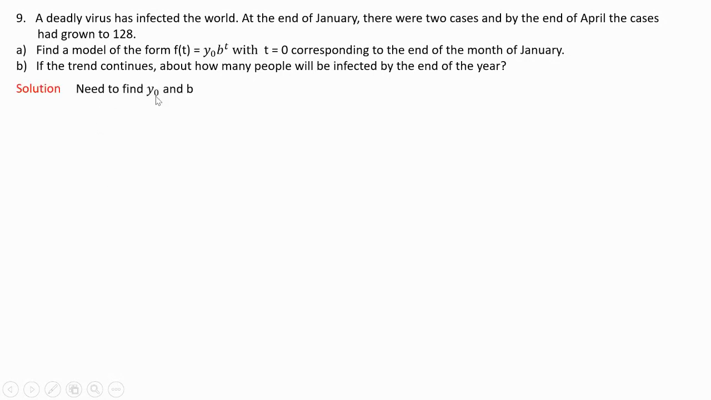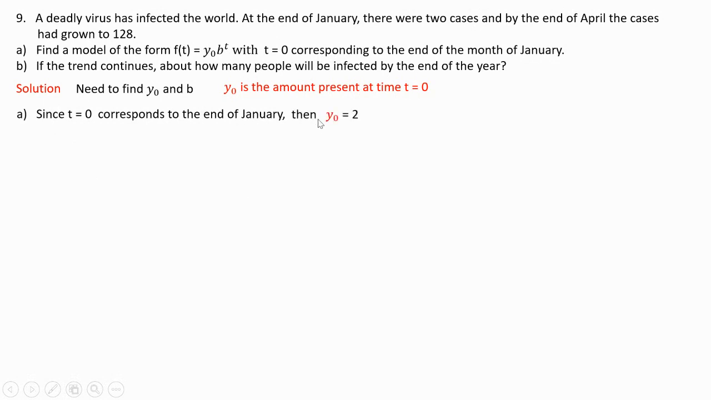So what do we do here? Solution: we need to find y naught and b, and then that'll be my function. Now, y naught is the amount present at t equals 0. So when time is 0, it was 2 cases, so it's going to be 2. Since t equals 0 corresponds to the end of January, then y naught is equal to 2.